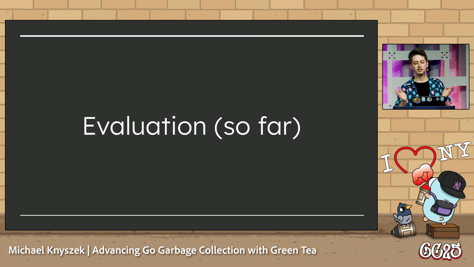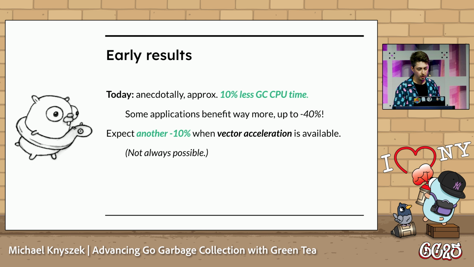All right, so that's it for how it works. How much does this actually help? It can be quite a lot, actually. We're seeing reductions in garbage collection CPU costs between 10% and 40% in our benchmark suite. 10% reduction is what I would say is the modal improvement, speaking anecdotally, just people that have reported back to me, and I've sort of looked around.